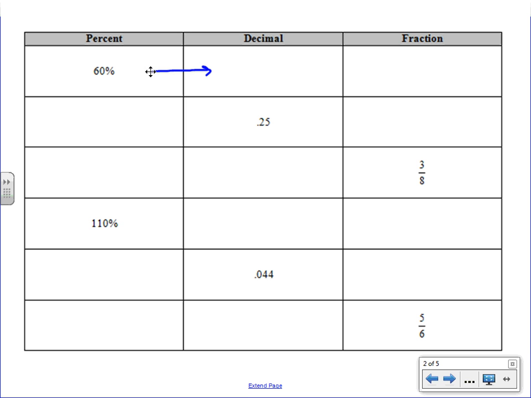All you have to do is divide that percent by 100, which should make sense because percent itself means per 100. And if you take 60 divided by 100, you get 0.60. 0.6 would also be an acceptable answer. You don't need the zero there, but I think it's helpful because it clearly shows you 60.